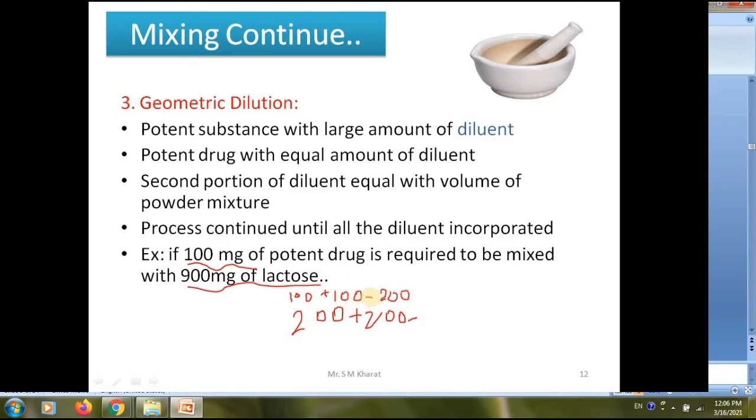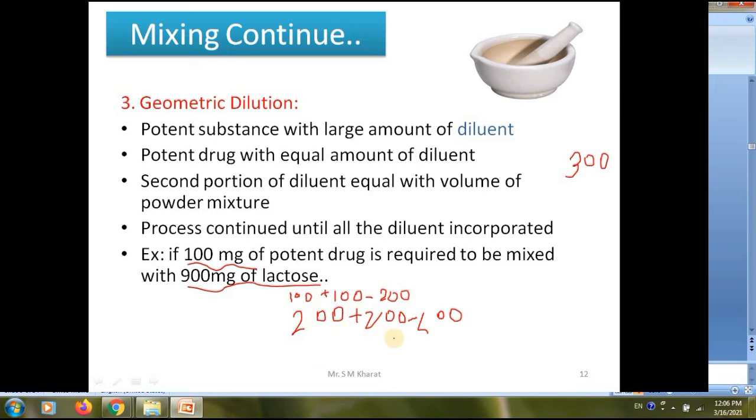Now see, the total amount of lactose utilized till the second stage is how much? Only 300, because we have added 100 mg in the first step and now we have added 200 mg. So my total consumption is now 300. The resulting powder content is how much now? 400 mg. You are getting my point? So now this is 400 mg. So this is my second step.